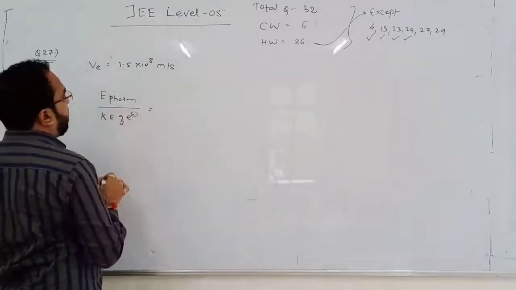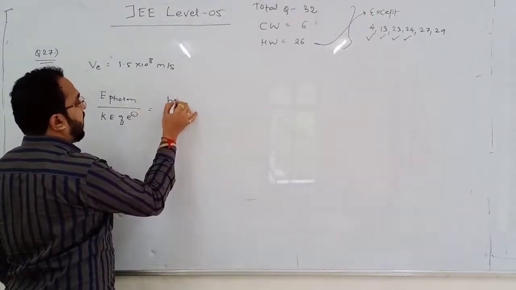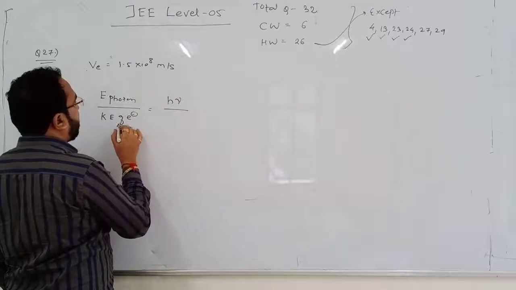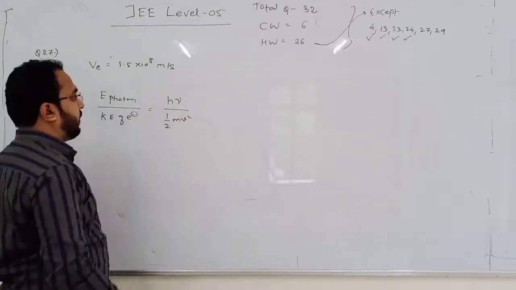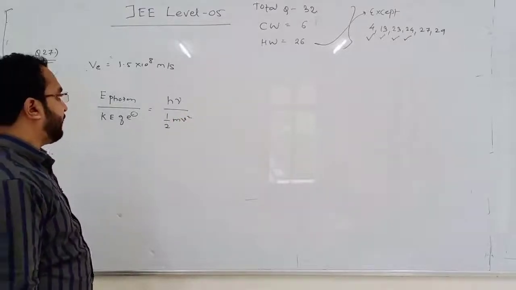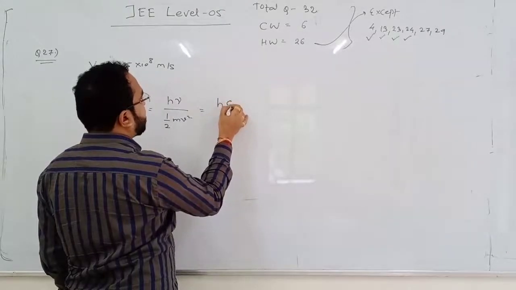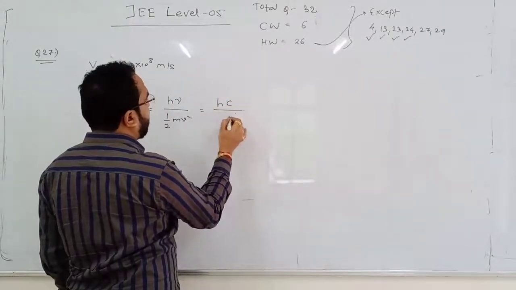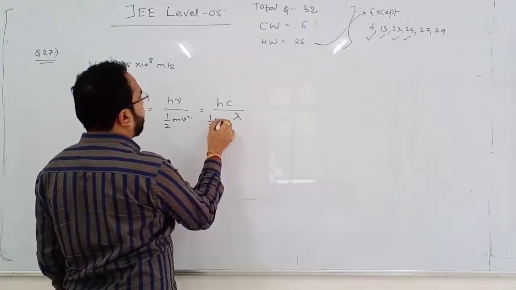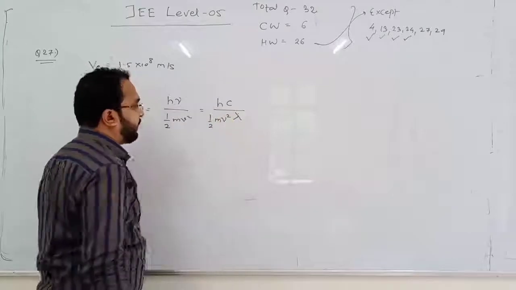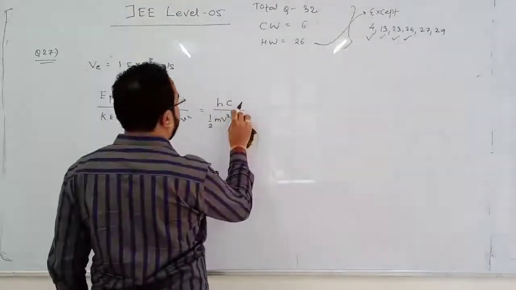What is the formula for the energy of a photon? Energy of photon is h mu, upon kinetic energy of electron, half m v square. Now this h mu can be written as hc upon lambda, over half m v square, which gives hc over half m v square into lambda.